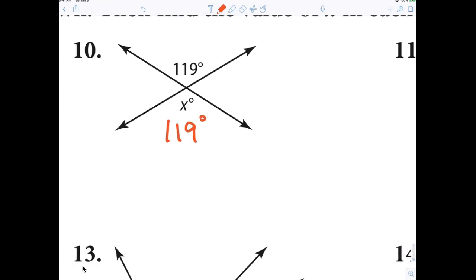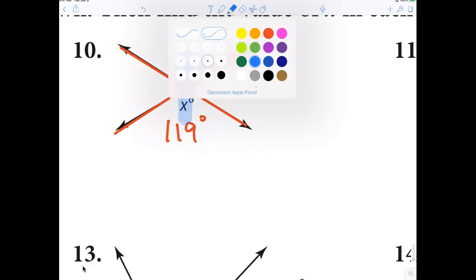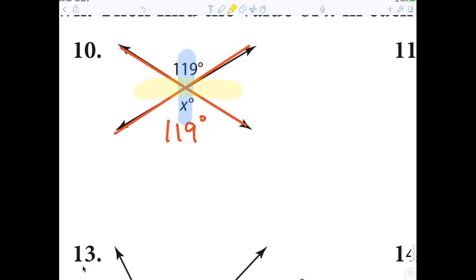These are called verticals. Remember, whenever you make an X, try to listen to me for a quick second. The ones directly across are always equal. Remember? And then over here, if we needed to, we would say these two angles directly across are equal also. Those are vertical angles.